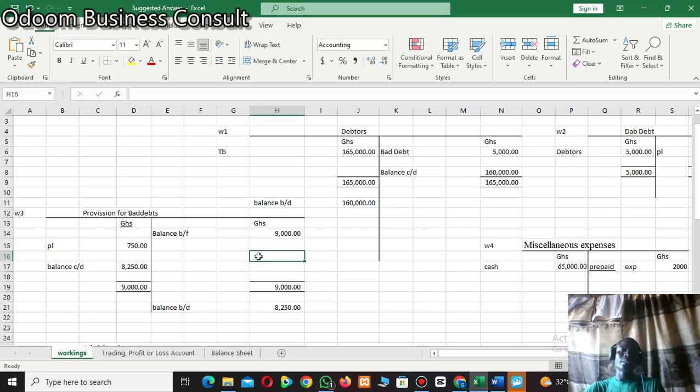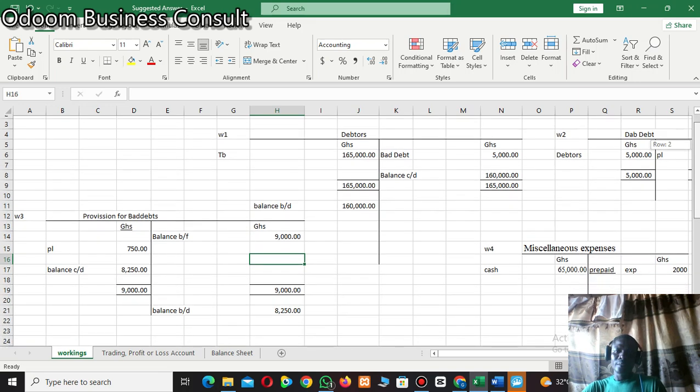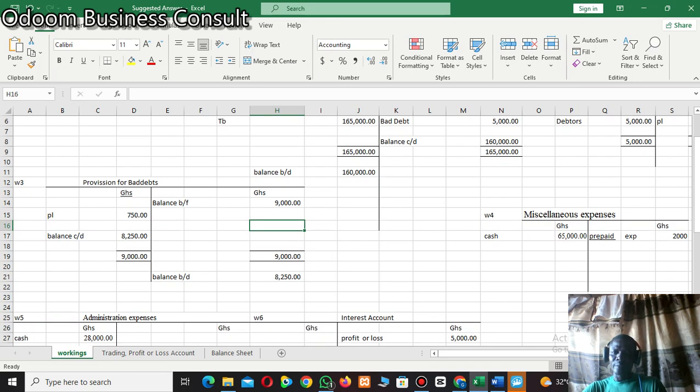In our next presentation, I'll give you more explanation on this provision for bad debt. Okay, why we are taking this to profit or loss, but not this. So put it in mind. But here, let's close the account and end the section for this presentation. In the subsequent ones, I'll give you explanation on this, so you understand it much better.